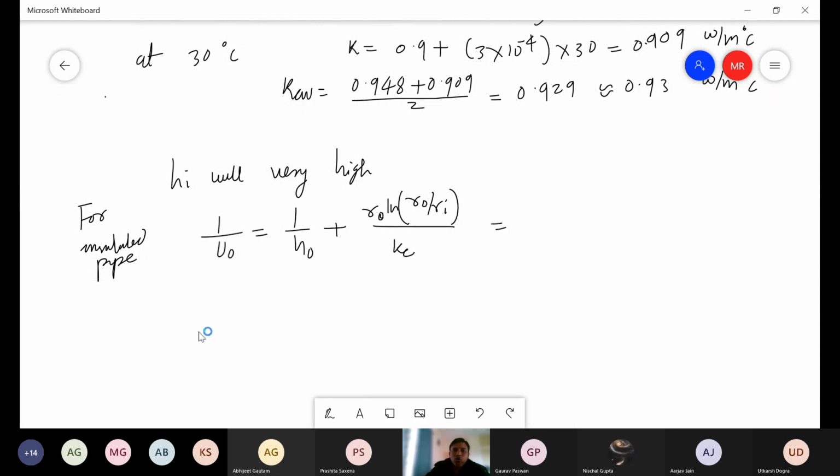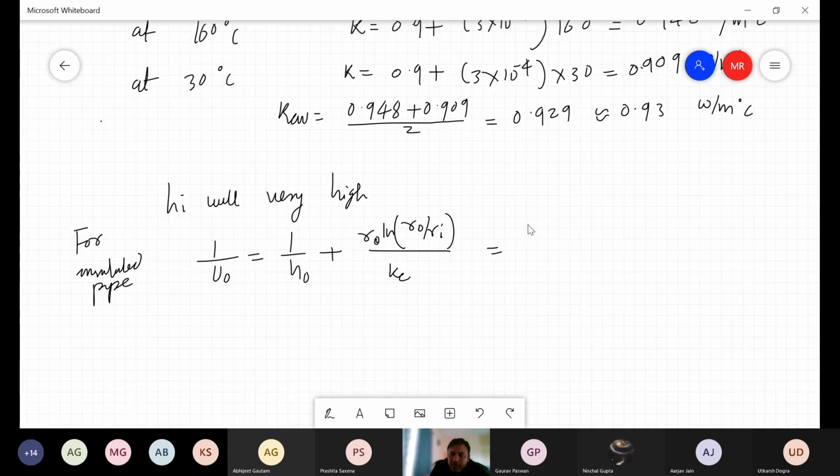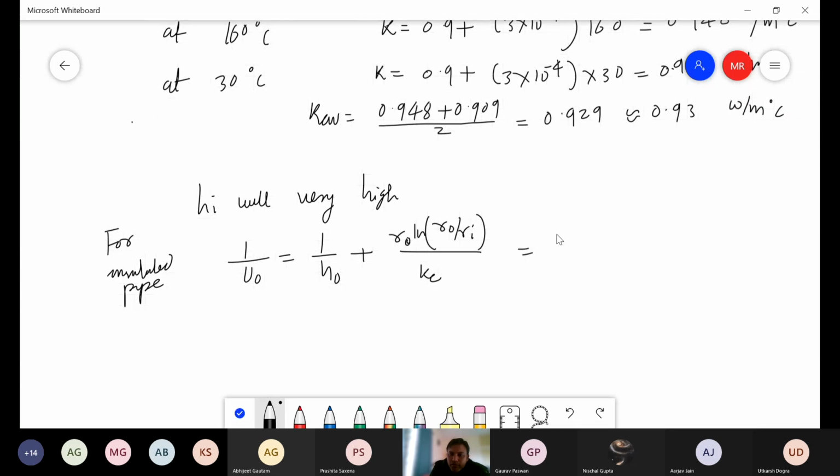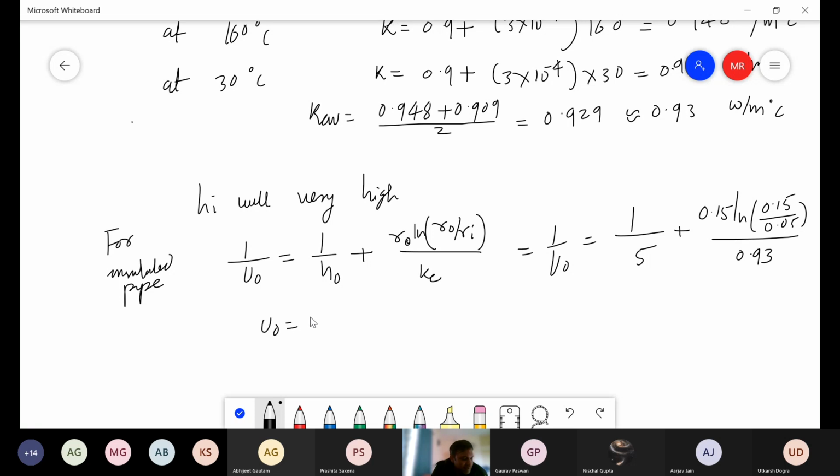Okay, so now we can calculate this for an insulated pipe. 1 by U naught will be given by 1 upon H naught, which is just 5, plus R naught, the outside radius, that is 0.15 ln of 0.15 divided by 0.05, divided by Kc, and Kc is 0.93. So U naught we can calculate directly. U naught comes out to be, anybody?